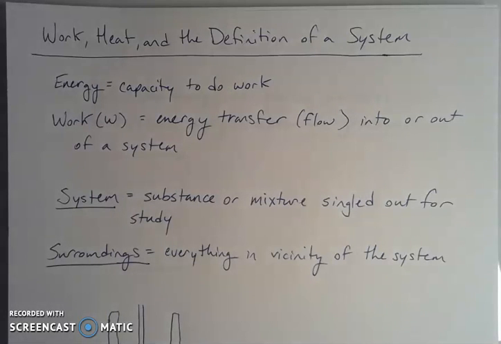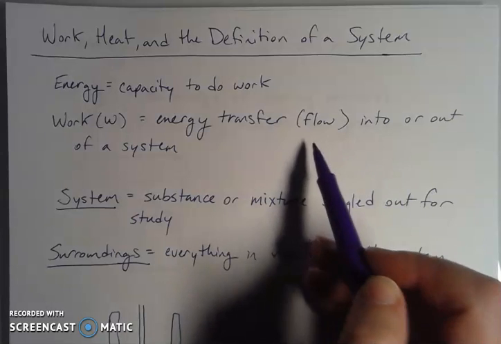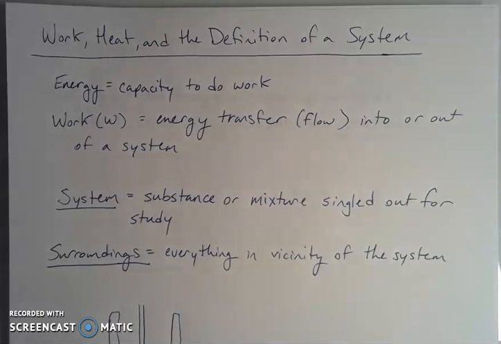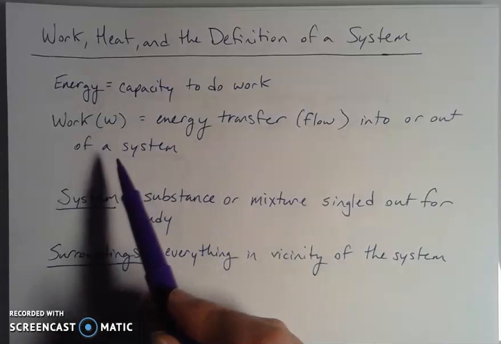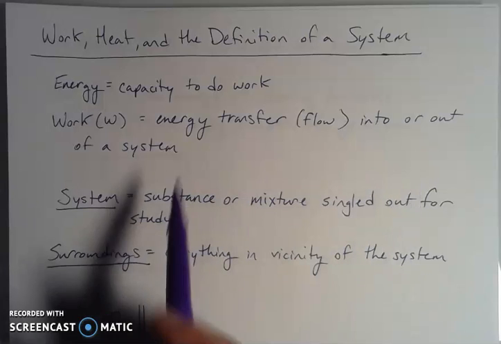We said that energy is the capacity to do work, and work in a scientific context, which is abbreviated with a small w here, is the energy transfer, or we talk about the energy flow into or out of a system. So we are moving energy around from one place to another, and that's causing things to happen. We are doing work or overcoming some sort of resistance is another way of thinking about work. So we talk about into or out of a system.